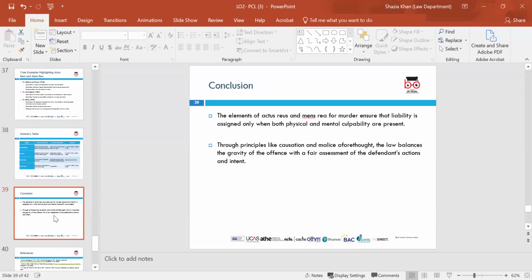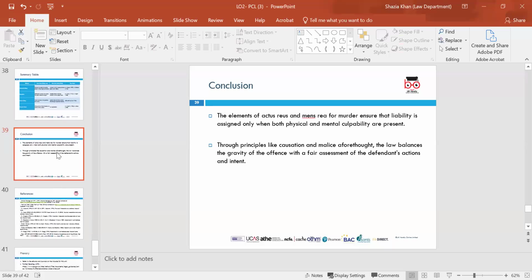The elements of actus reus and mens rea for murder ensure that liability is assigned only when both physical and mental culpability are present. Through principles like causation and malice, the law balances the gravity of the offence with a fair assessment and looks at each individual case separately.